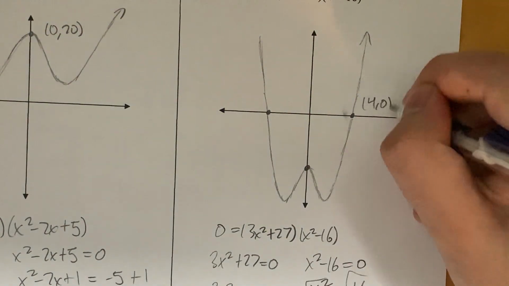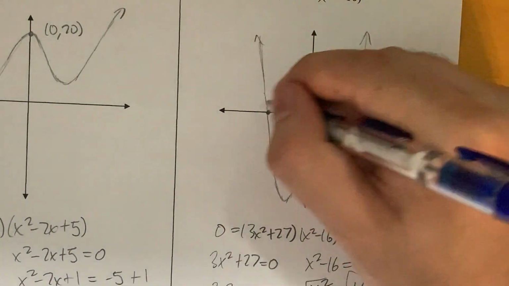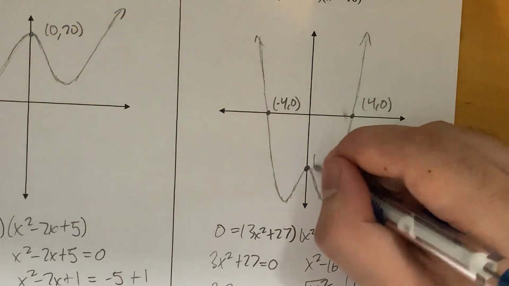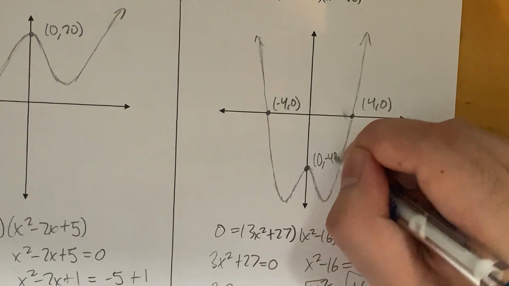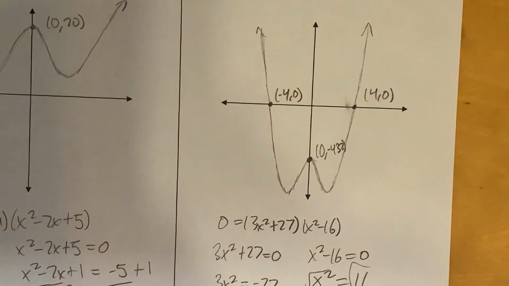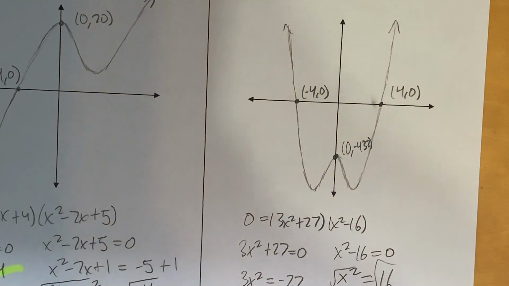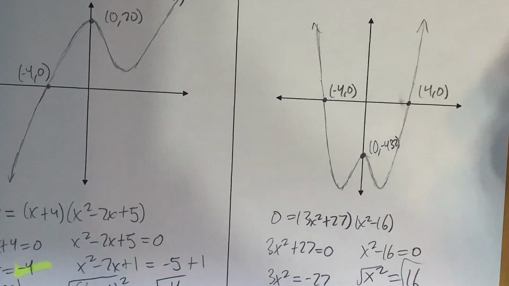So now I'm going to label my points. And this point is 0, negative 432. And that's how I would sketch and graph the function. That's how I would do these two problems.